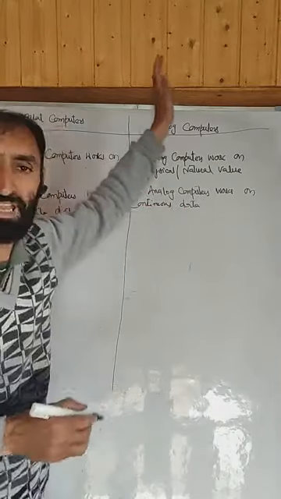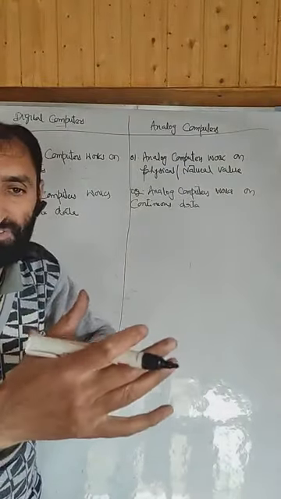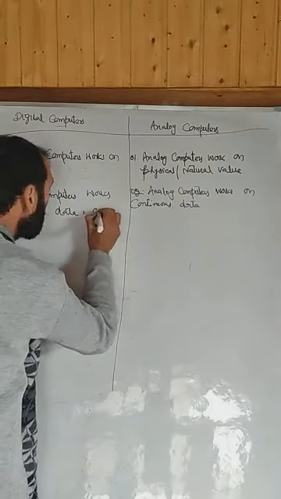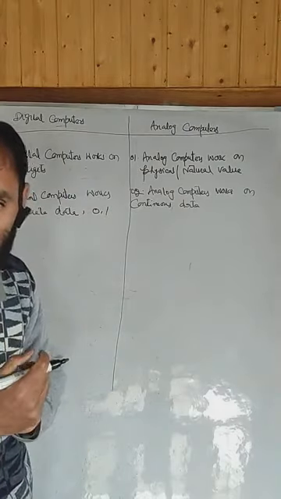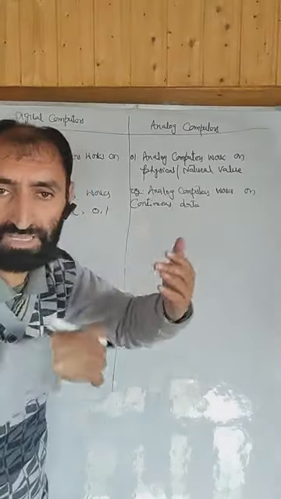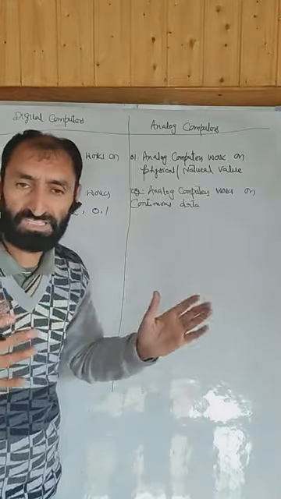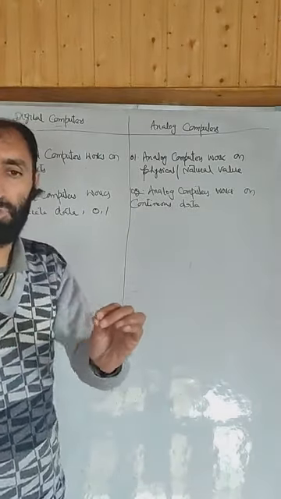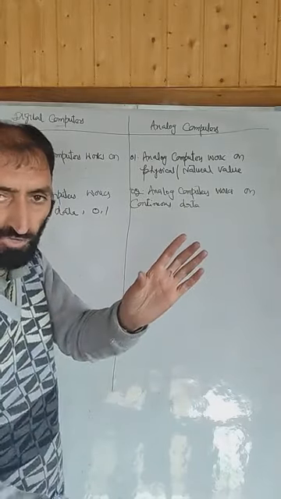Digital computers work on discrete values, not continuous. That means they operate on binary 0 and 1, binary language, binary values. Whereas analog computers work on continuous data. In a digital computer, 0 denotes off voltage and 1 denotes on voltage, 0 for off, 1 for on.